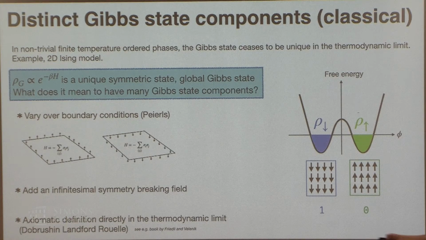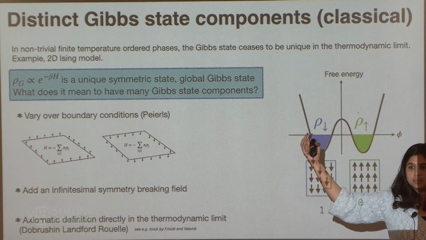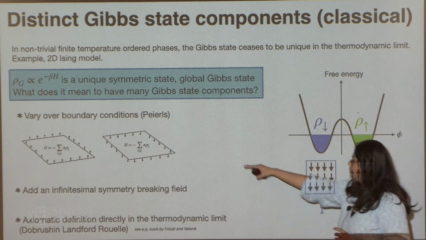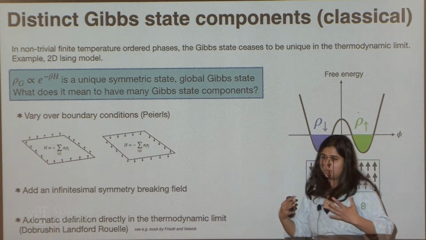Another thing people do is to add some infinitesimal symmetry breaking field, take the system size to infinity, and then take the field to 0, and then ask, did the Gibbs state that I prepared in the presence of that tiny field, does it care about whether the field was pointing up or down?